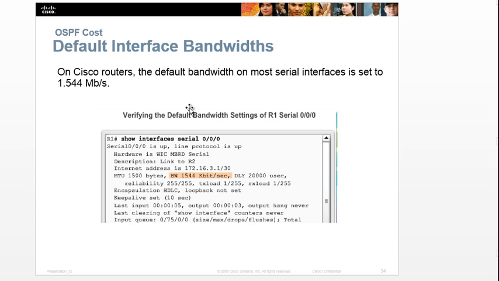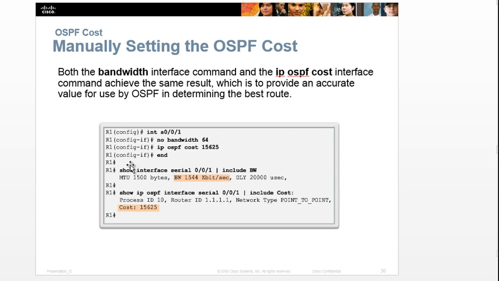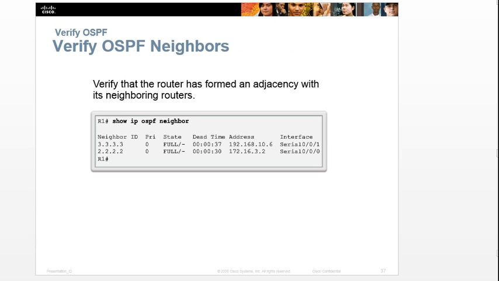On Cisco routers, the default bandwidth on most serial interfaces is 1.544. So we're basically set to just above a T1 here. And here they're showing that I can adjust that. Both the bandwidth interface command and the ip ospf cost command achieve the same result, which is to provide an accurate value for determining our best route.